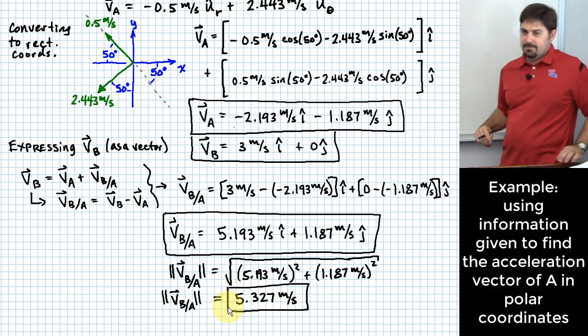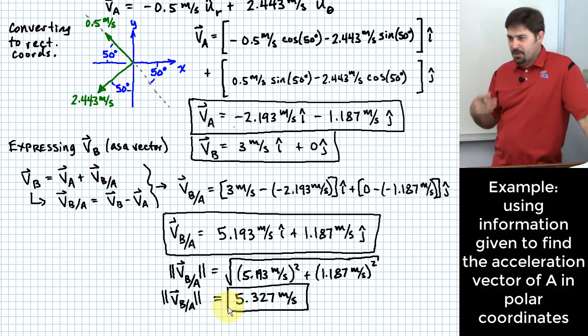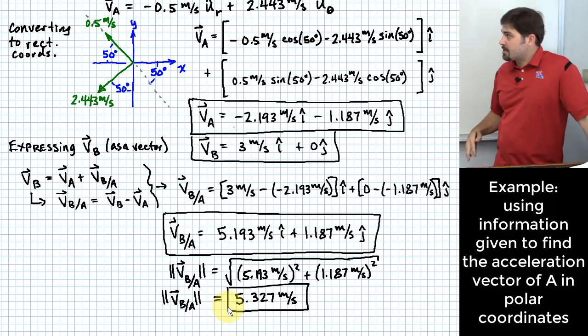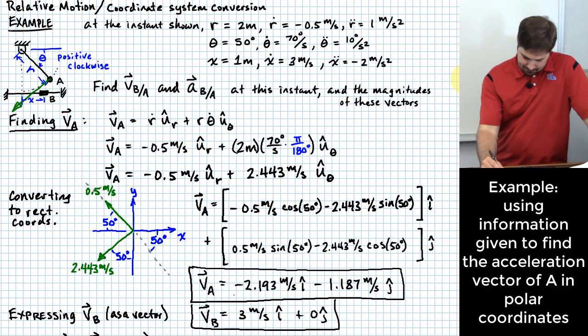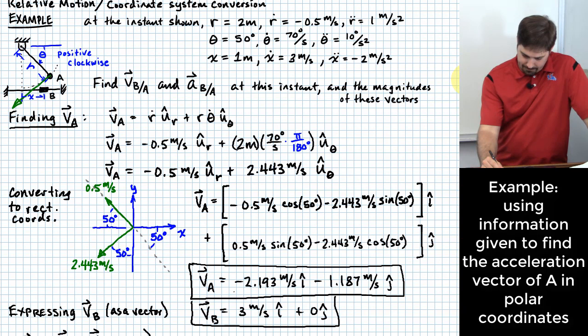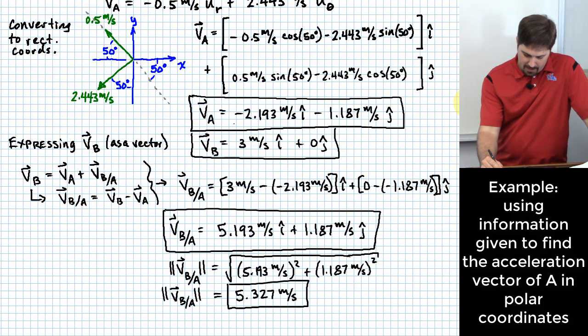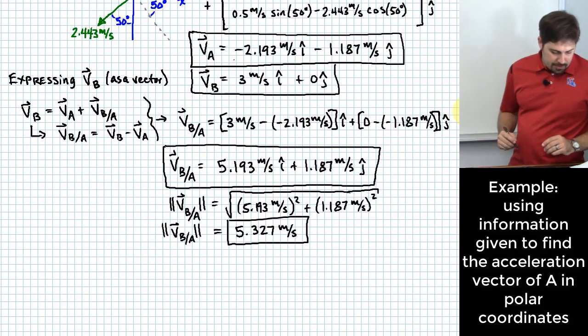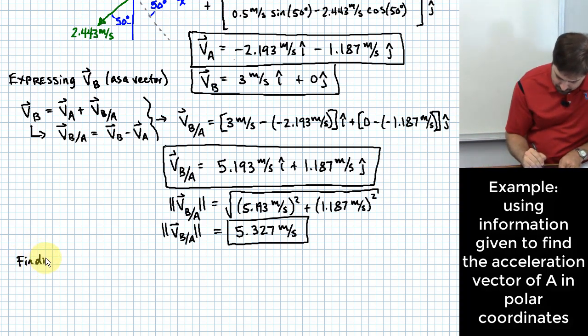Isn't that great? Well, we're done with the easy one. The velocity is actually fairly straightforward. Acceleration is not that much worse, but it is a little bit more involved, because finding the acceleration of ball A involves a little bit more effort. So we'll get into that next. Without further ado, let's do that. Finding acceleration of A.